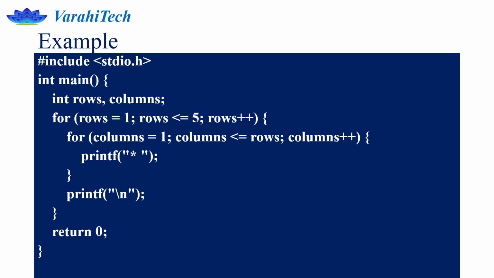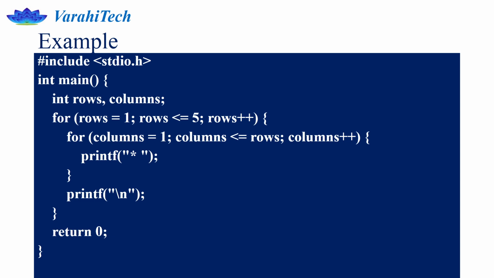The code begins with the header files, which is followed by the main function. Here we have two variables, rows and columns, that are declared to specify the number of rows and columns in the pattern. The outer for loop is used to iterate over the rows, and the inner for loop is used to iterate over the columns. Inside the inner loop, the printf function is used to print a star symbol.